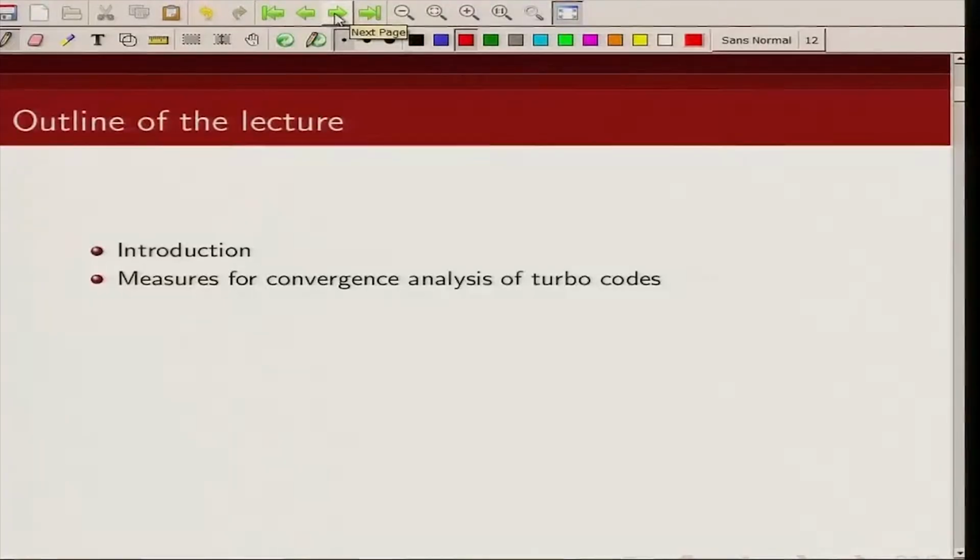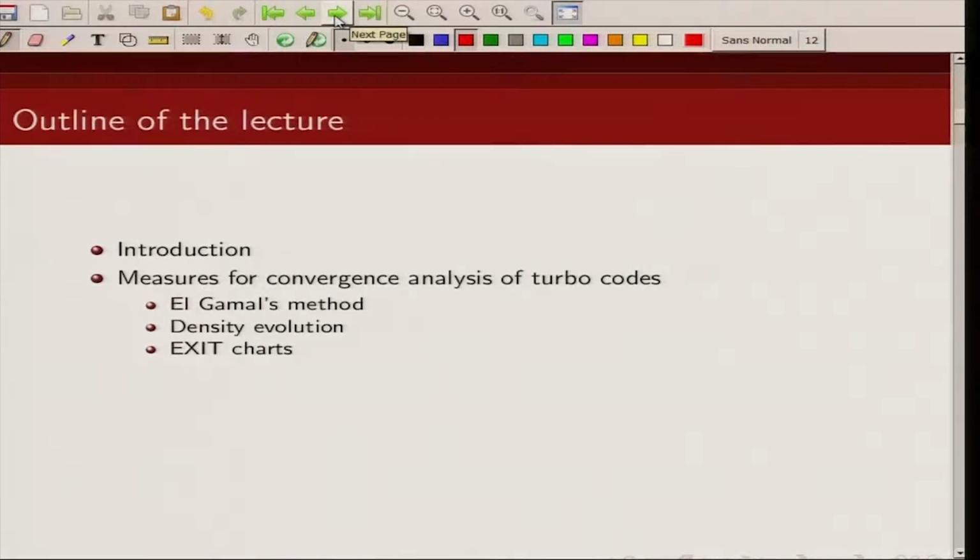With a brief introduction, we will talk about the various measures for convergence analysis, and in particular we are going to talk about these three methods. The first method is based on Gaussian approximation and involves tracking the mean of the extrinsic values, a method proposed by Algamal. Next, a method proposed by Dirsalar and others using density evolution, and then a method based on tracking mutual information, proposed by Ten Brink.